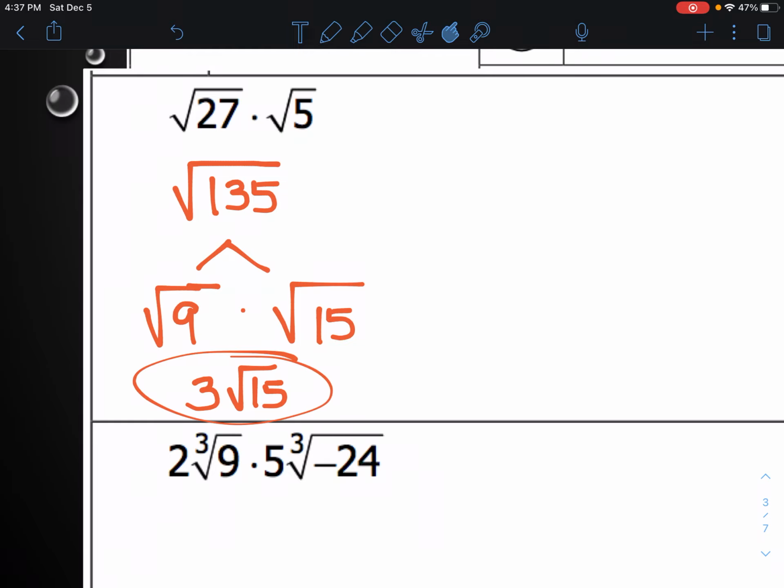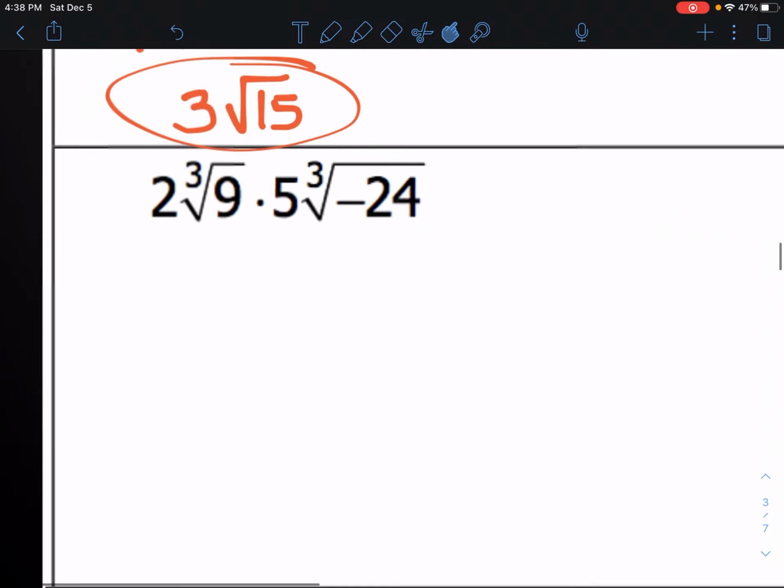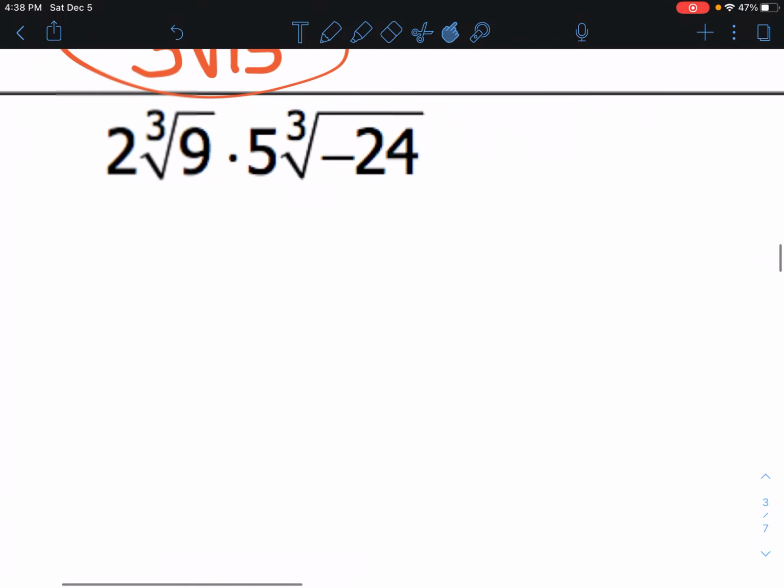Now there's a couple other problems. I put some extra ones on here. I just really want to go to this one in the lower left now with the cube roots, and then I'll show you on the next slide some of these other ones. So again, this one has coefficients this time.